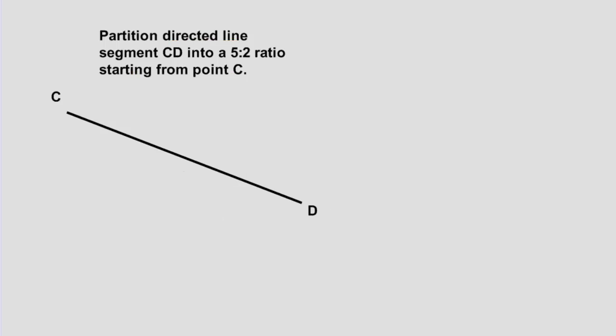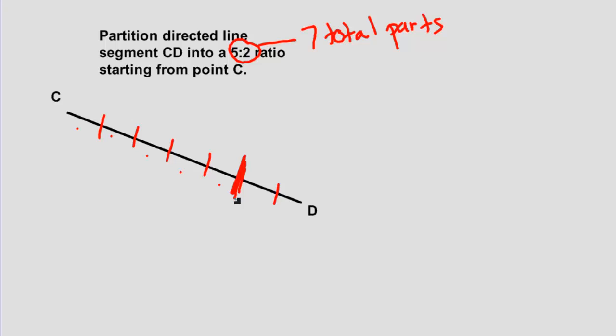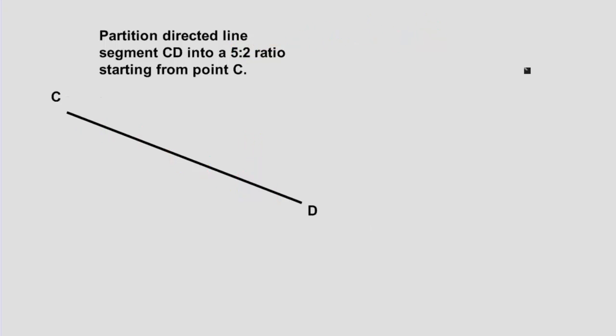The key here is not necessarily how many parts each segment gets, although that's important. The real key is the fact that there are 7 total parts. Like if I could chop this segment into 7 equal pieces, 1, 2, 3, 4, 5, 6, 7, and give 5 of them to CP, and then the other 2 to D, I'd be done. And that's about where my answer is going to be, right in there. Now I'm going to use math to figure out exactly where it is, but that's the idea behind this problem.